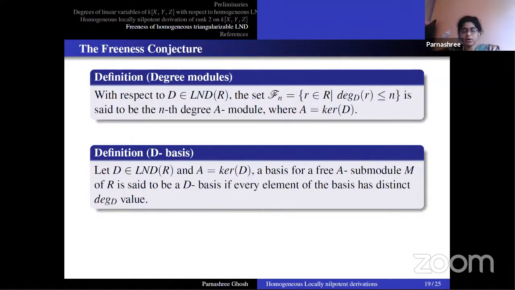Next, I define what is called a D-basis. Let D be an LND of R and A the kernel of D. Then a basis for a free A-submodule M of R is said to be a D-basis if the elements of the basis have distinct degree_D values. All right.